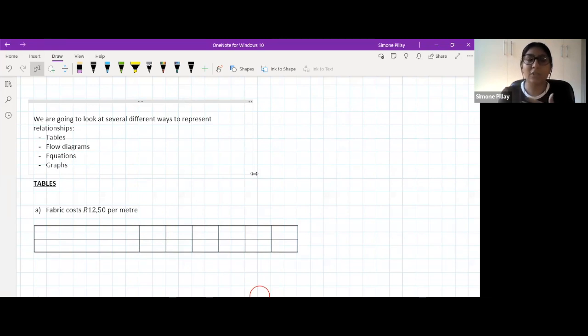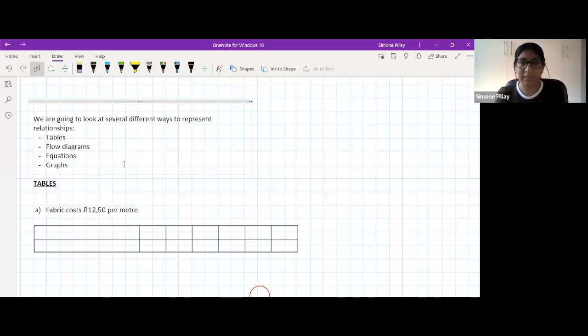How can we show it in a picture or, as you'll see here, in tables, flow diagrams, equations, graphs. That's just graphically representing our relationship. It's showing someone, this is my relationship, and here it is all set out in a lovely little table for us. So that's what we're going to start with today.